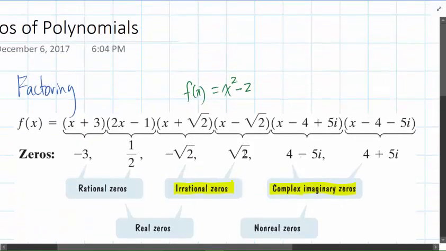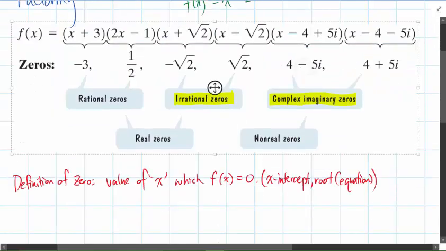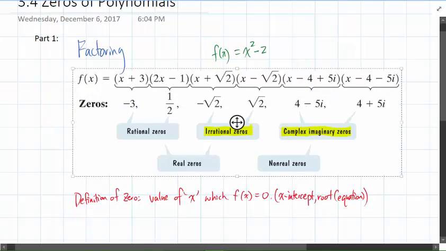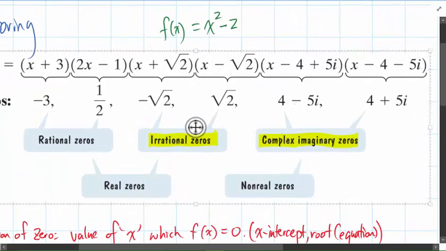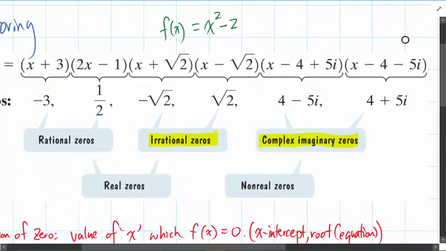That's like I just said. So right here, if x were to be negative 3, then this whole parentheses would equal 0. Meaning when it times this 0, times this 0, times this, everything is 0. So that results in f of x equals 0. So negative 3 works. But what I want to focus on here is the irrational and complex imaginary zeros.